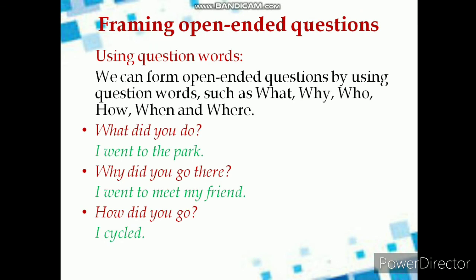Now see how to frame open-ended questions using question words. We can form open-ended questions by using question words such as what, why, who, how, when and where. For example, what did you do? I went to the park. Why did you go there? I went to meet my friends. How did you go? I cycled.